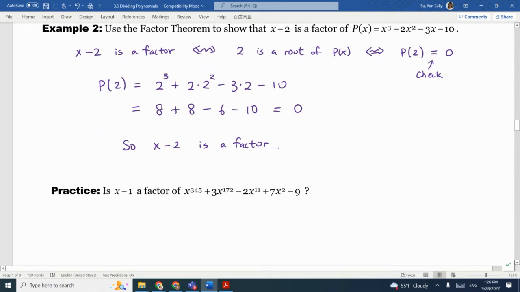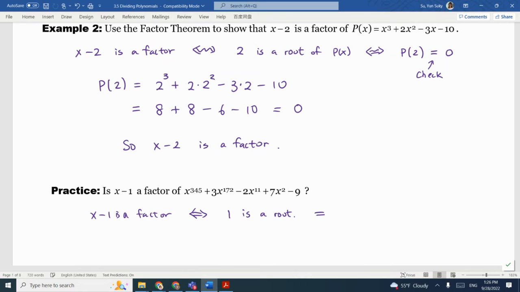And let's look at this. Is x minus 1 a factor of this complicated thing? Okay, let's see. X minus 1 is a factor if and only if what is the root? Yeah, 1, not -1. So 1 is a root. Okay, if and only if what? P of 1 equals 0. Yes. So let's call this P of x.